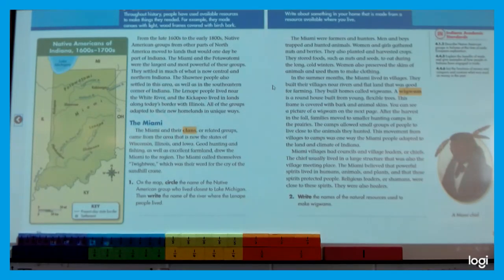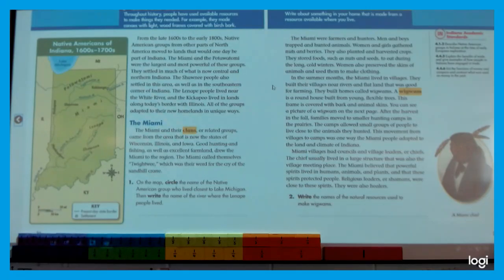From the late 1600s, so before I even go on, that was like 400 years ago, so a long time ago, to the early 1800s, Native American groups from other parts of North America moved to lands that would one day be part of Indiana. The Miami and the Potawatomi were the largest and most powerful of these groups. They settled in much of what is now central and northern Indiana. So that is about where we live. The Shawnee people also settled in this area, as well as in the southeastern corner of Indiana.